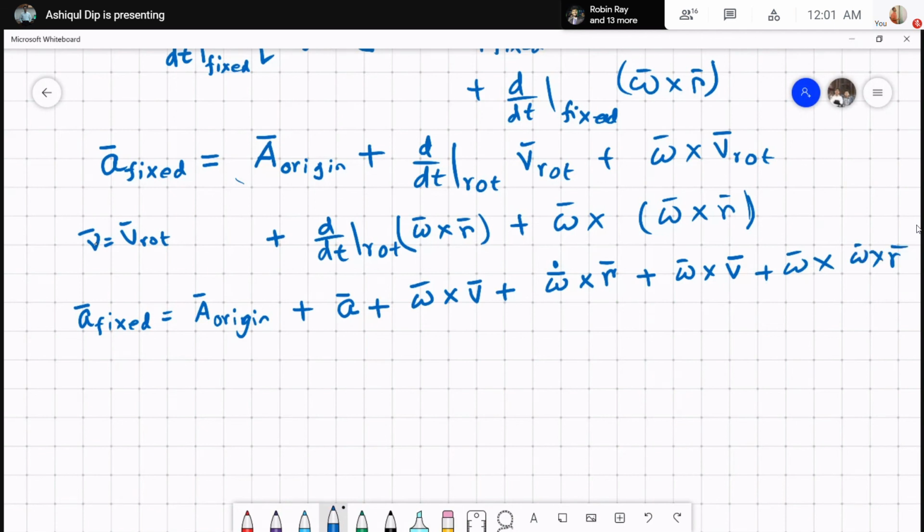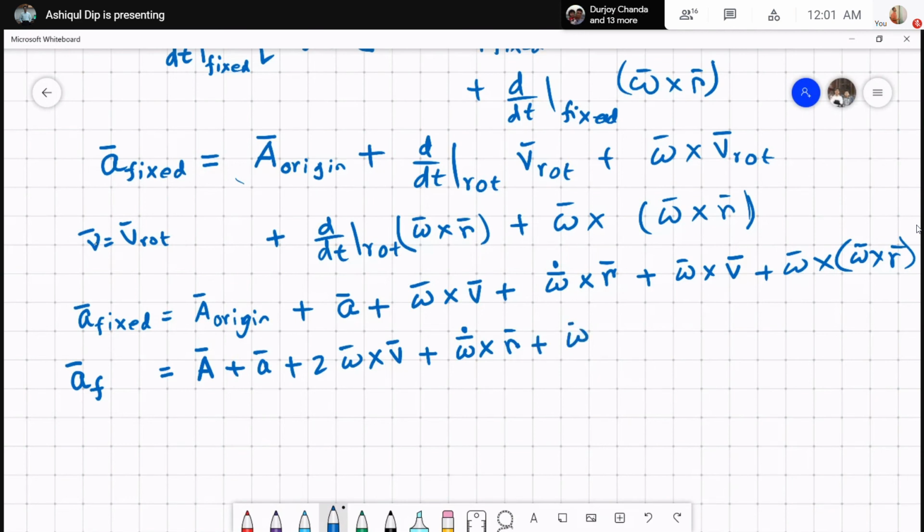Do we have any repeated terms? Yes, omega cross V. So instead of A fixed, I just call it AF. Then A origin I just call big A, plus small a, plus these two terms add up: twice omega cross V. Then plus omega dot cross r, plus omega cross omega cross r.